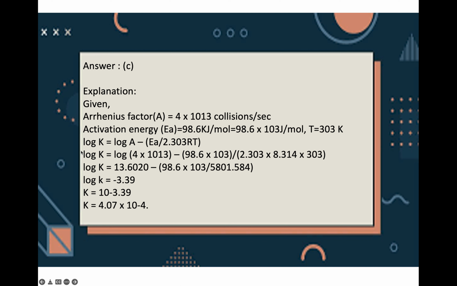So now using this, log K is equal to log A minus EA, that is activation energy, by 2.303 RT. You know the values here. So log K is log A, that is Arrhenius factor, that is given, minus EA activation energy divided by 2.303, R is given, T is given. So just solve for the equation. So finally you get log K is equal to minus 3.39. So K will be, you have to remember the values always, 10 to the power of minus 3.39. So finally you get 4.07 into 10 to the power of minus 4.